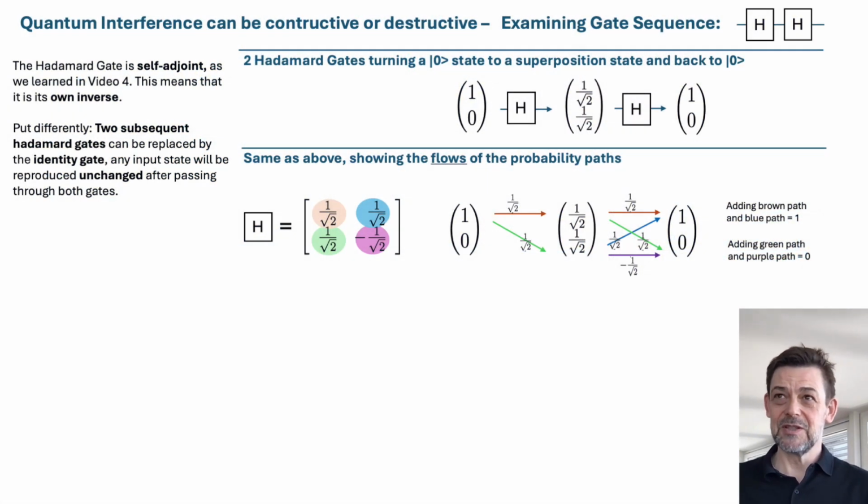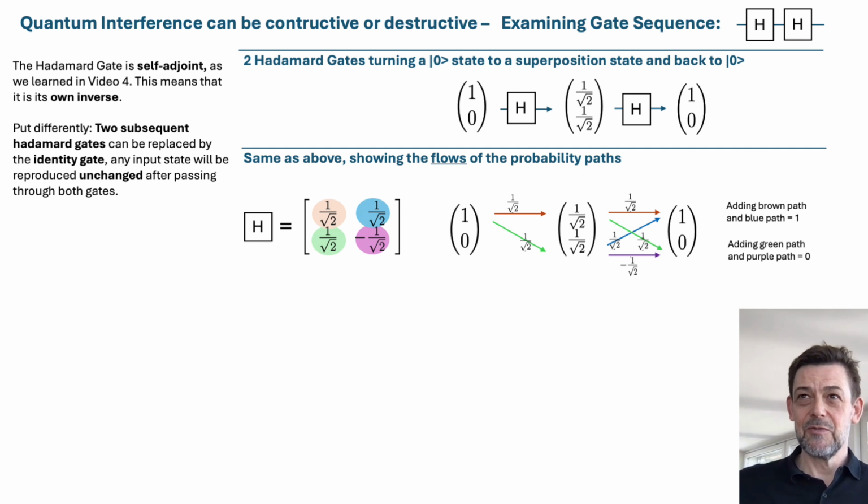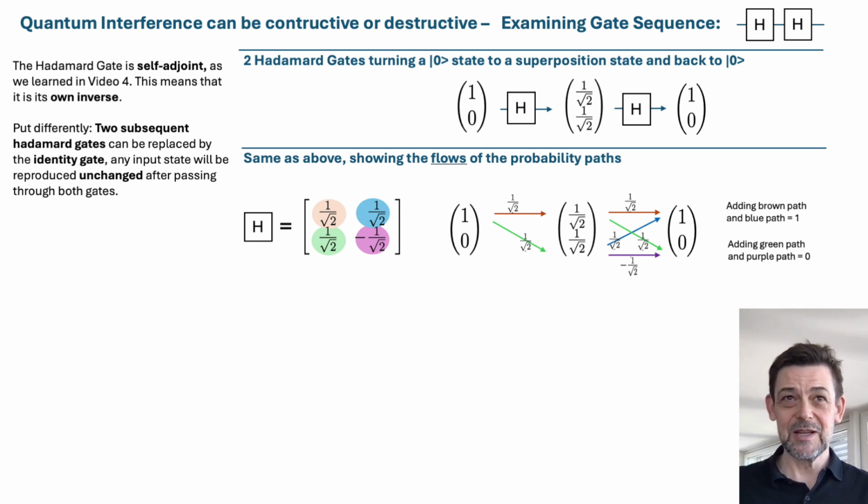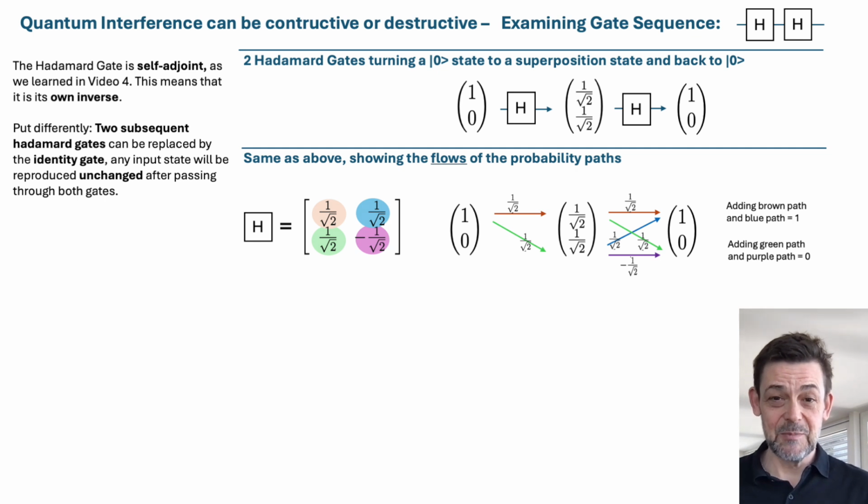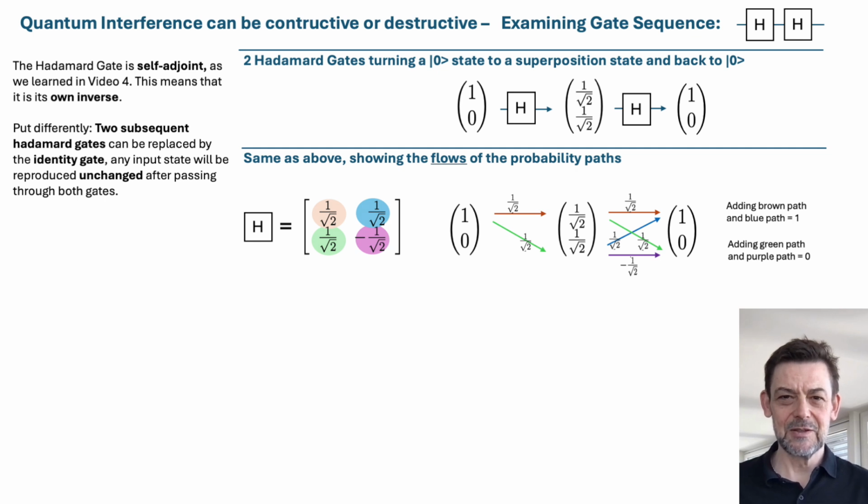Let's look at the probabilities from the initial state to the interim state between the 2 Hadamard gates. Each item in the matrix of the Hadamard gate is colored. The amber item affects the brown arrow, multiplying the 0 probability amplitude by 1 over the square root of 2, and writing it to the 0 amplitude of the interim state. The green arrow does the same for the 1 amplitude of the interim state. The blue and purple values are ignored, as the amplitude for the 1 basis state is 0 in our example.